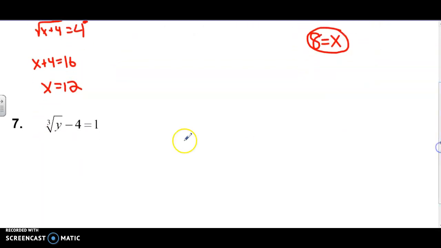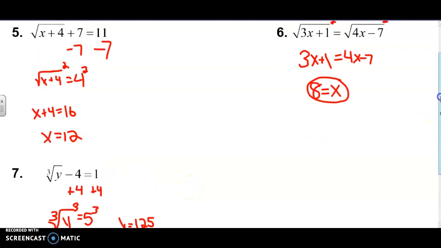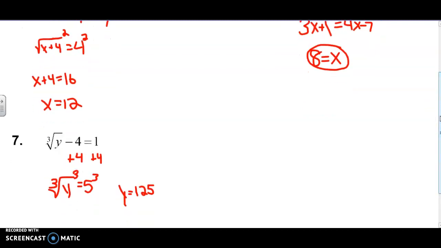And for this one here, we'd add 4 to both sides. You get the cube root of y equals 5. So you cube both sides, and y equals 125. All right, so those are our 3 answers. If you have any questions on those, please let me know.